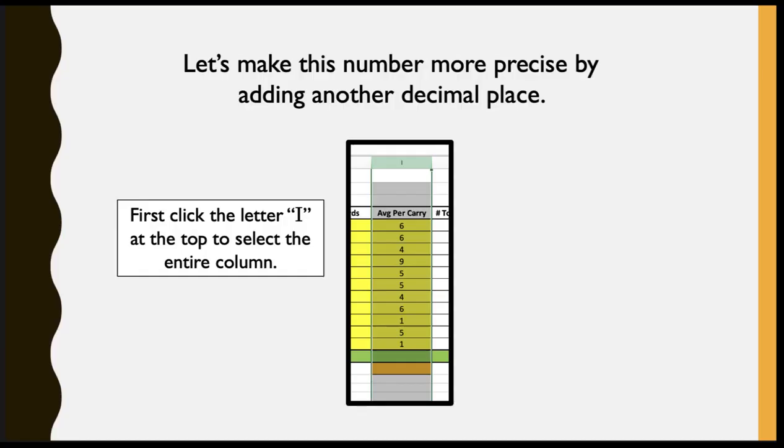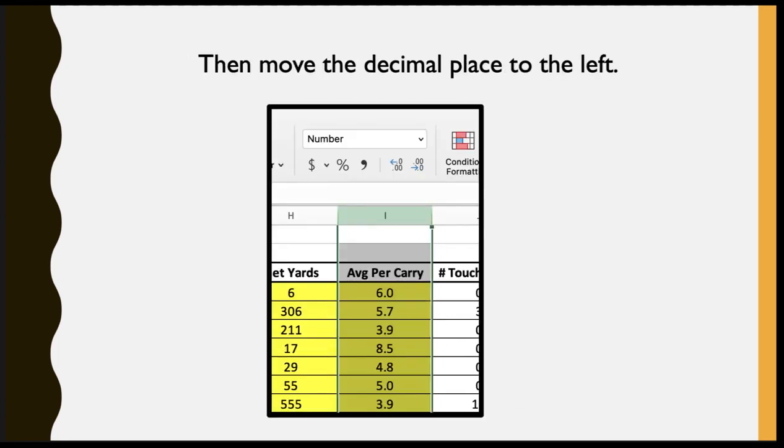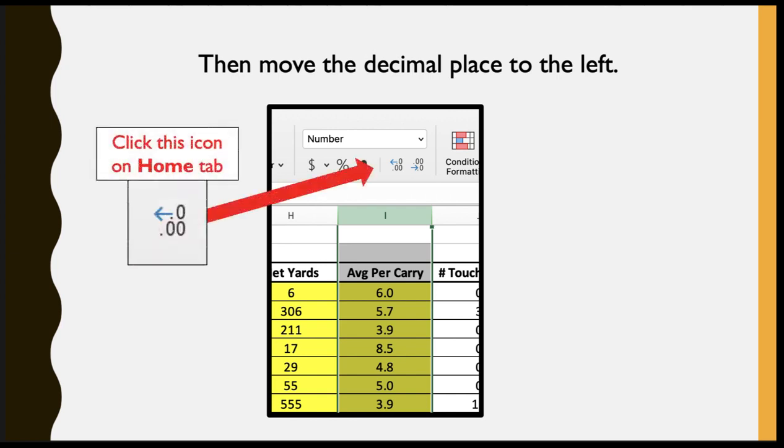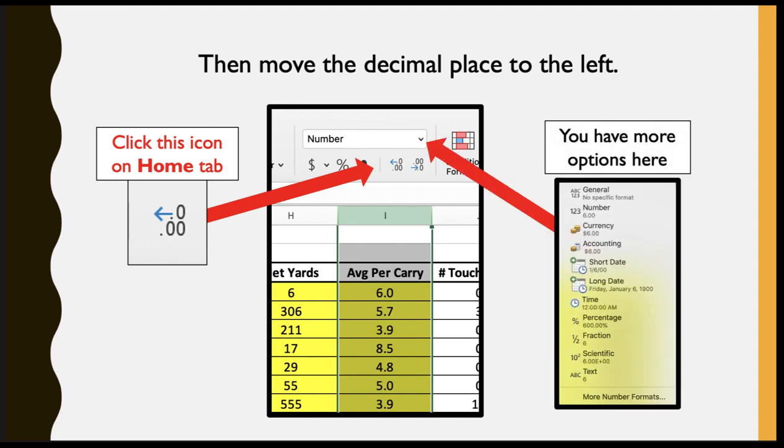Let's make this number more precise by adding another decimal place. First, you want to click on the letter I at the top to select the entire column. You could also just highlight a section, but this is a little bit quicker. If you just click the letter name, the whole column gets automatically selected. Then move the decimal place to the left. On your home screen, you will see these icons over here. Those allow you to move your decimal place. Notice that you also have some options right here to completely change the formatting to things like money or the date, time. Those are all up there.